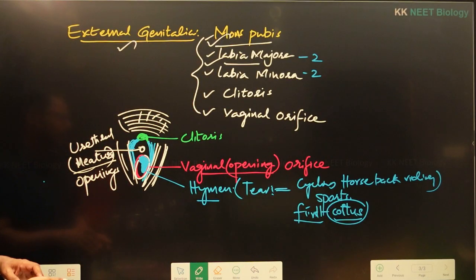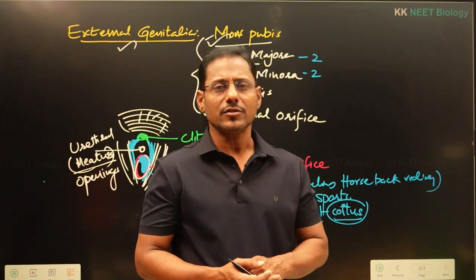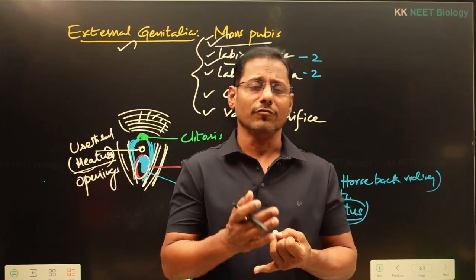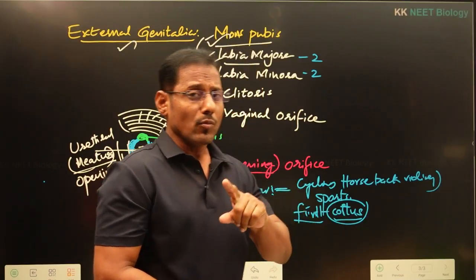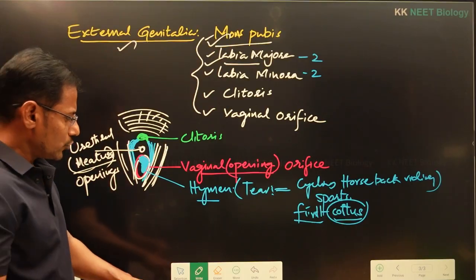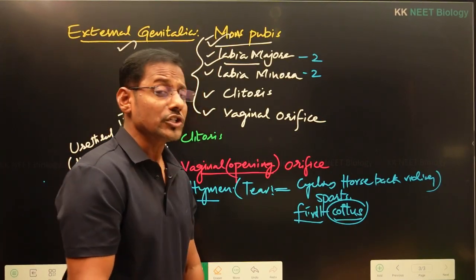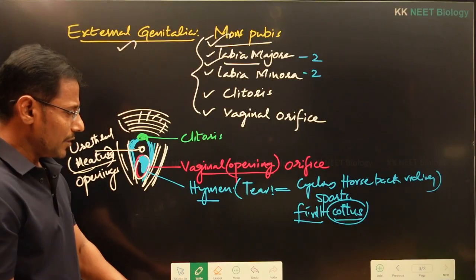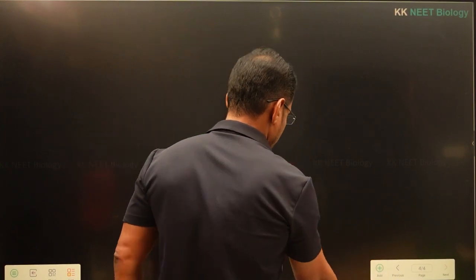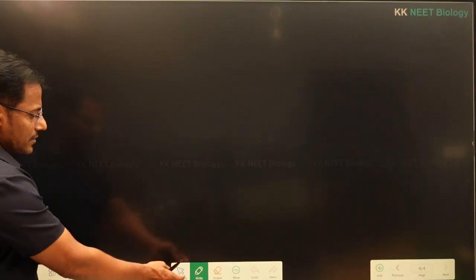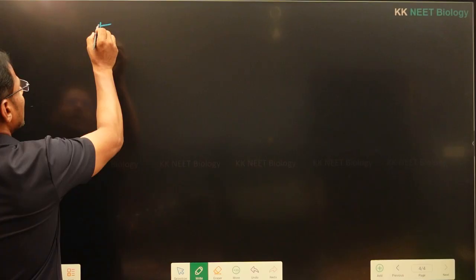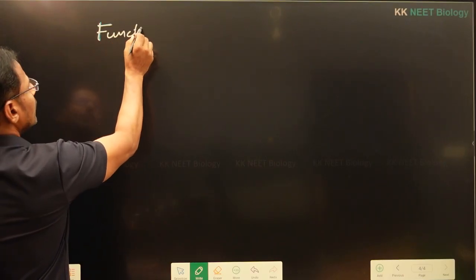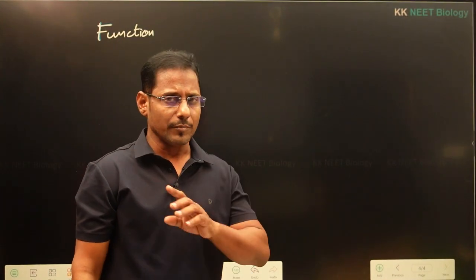So this is all about the external genitalia, right? We have seen the different parts involved in the female reproductive system. Now one more part we should discuss, because the functional mammary glands are also present in the female reproductive system. Now we discuss the functional mammary glands. I am saying functional mammary gland only. A non-functional mammary gland is not treated as a part of the female reproductive system.